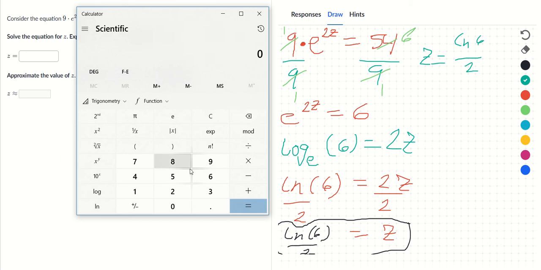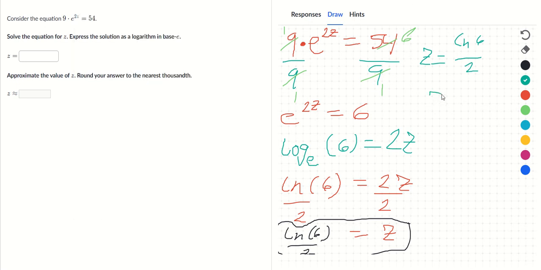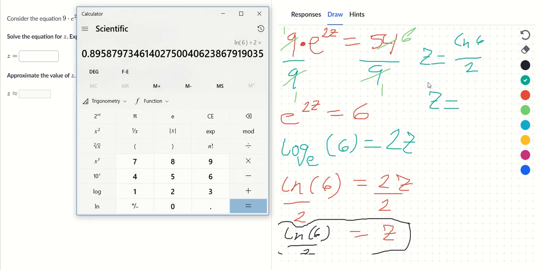Okay, again, the natural logarithm of 6 is this, divided by 2, it's this answer right here. The first one gave me a weird answer. That's why I did it again, and it was right.